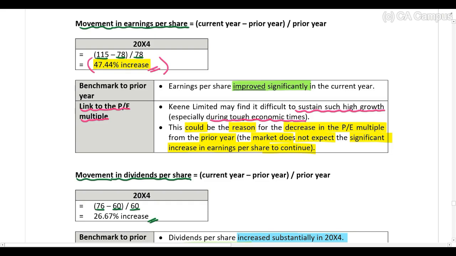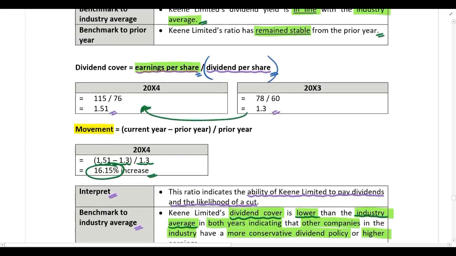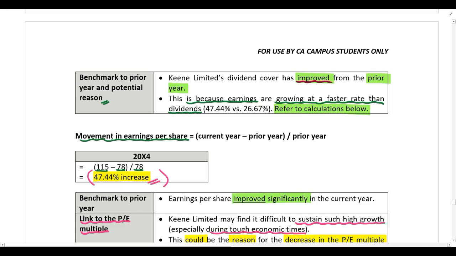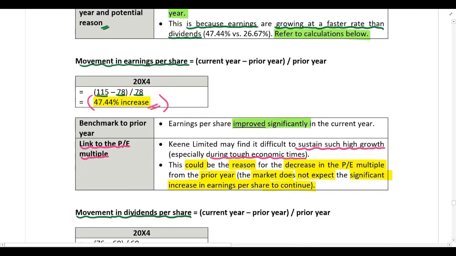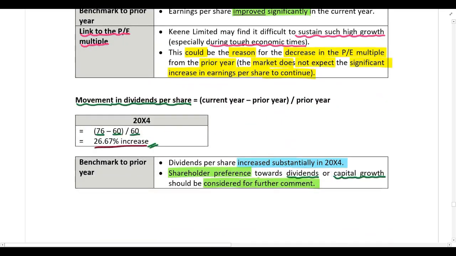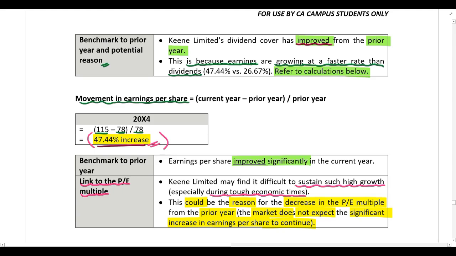Then just one thing that I left out that we need to just clear up. Remember, I said to you, the reason why this was their dividend cover. The reason why the dividend cover improved from the prior year to the current year was because earnings are growing at a faster rate than dividends. So you can now see that. Earnings are growing at a rate of 47.44%, whereas dividends are growing at a rate of 26.67%. So because earnings are growing at a faster rate than dividends, that resulted in an improvement in the dividend cover from the prior year to the current year.